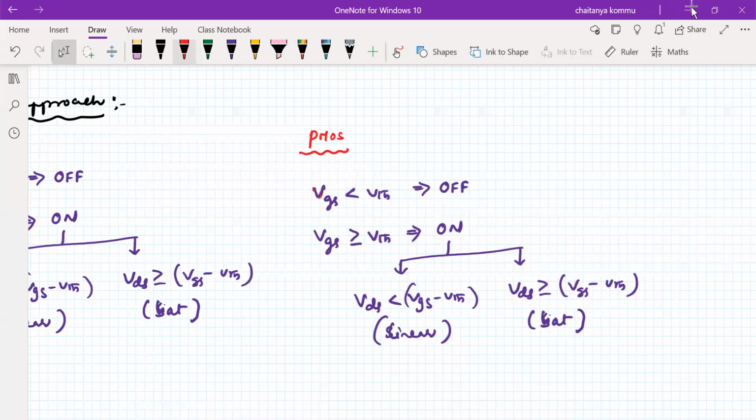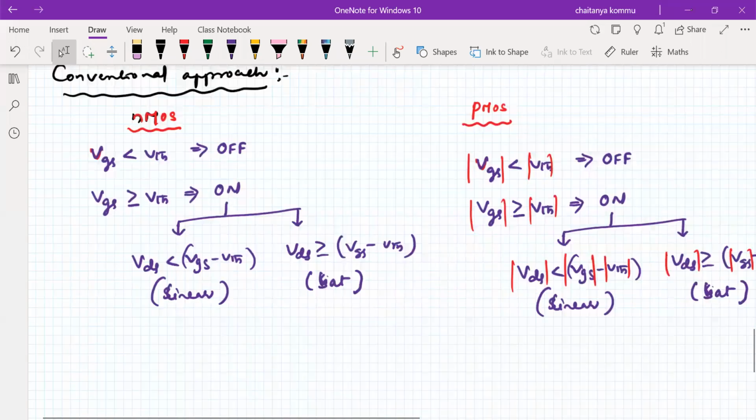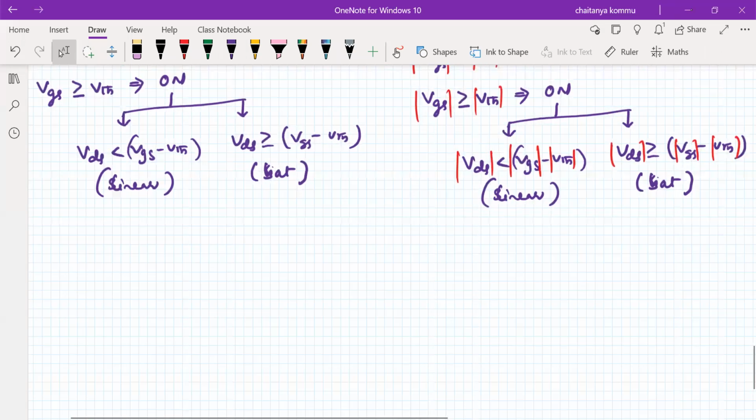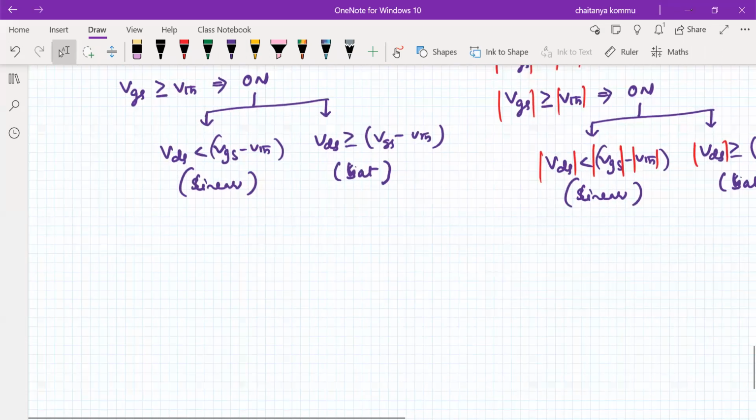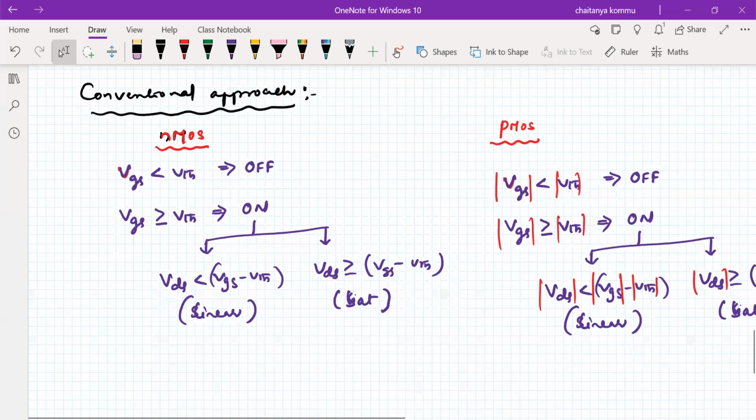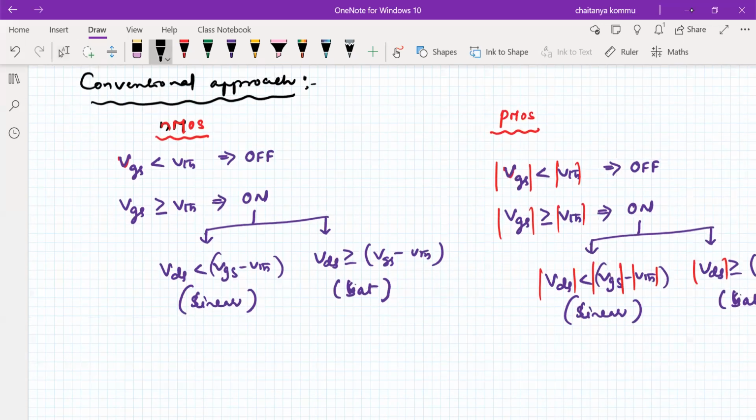So just only I have to consider the absolute values. That's all. Where do you find this one? Okay. Now let us apply these kind of things here. So the conventional approach is this one. Shortcut also I'll do. Okay, we will go for the shortcuts also.